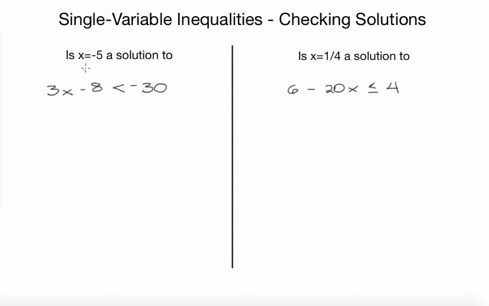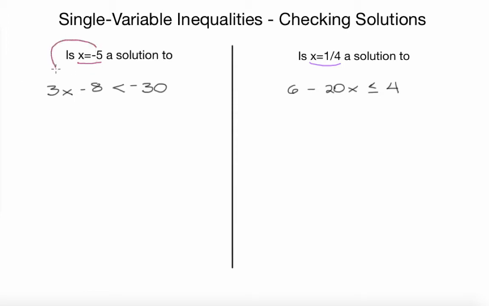So in this first one, I want to determine, is x equals negative 5 a solution? Is that going to make my inequality true? And for this other one on the right, I want to test out if x is 1/4. Is that a solution? For determining if a number is a solution, we just put that number in for the variable, calculate it out, simplify both sides, and see if we end up with a true statement. All right, so let's take negative 5.